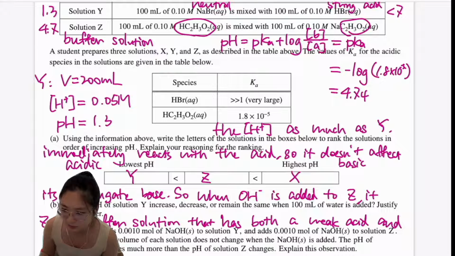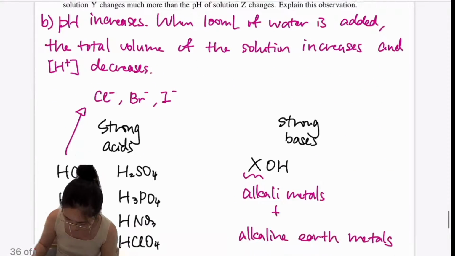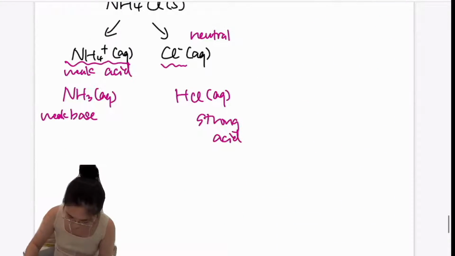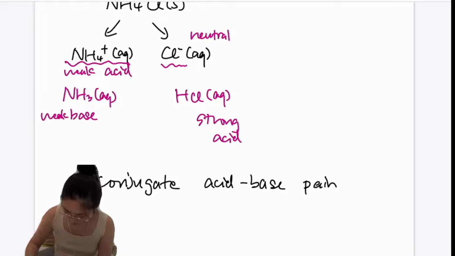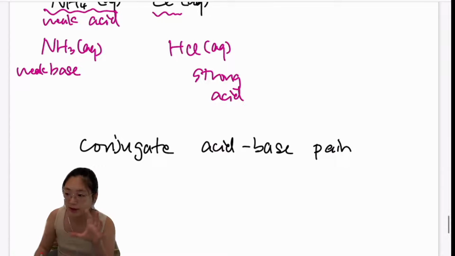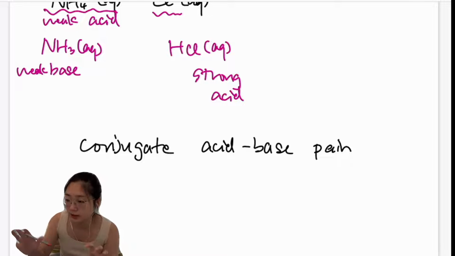When do I know it's a conjugate acid in the first place? Okay, a conjugate acid-base pair, so they form a pair. When an acid loses a proton, it becomes the conjugate base. When a base captures the proton, it becomes the conjugate acid. So the difference between them is just H plus, the proton.